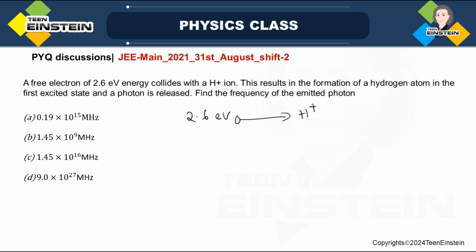So what is happening: one free electron with this much electron volt energy collides with hydrogen, and hydrogen goes to the first excited state, and then one photon is released. You have to find out the frequency of the emitted photon. So how to do that? See, the energy of the first excited state of hydrogen atom is minus 3.4 eV, as you know.